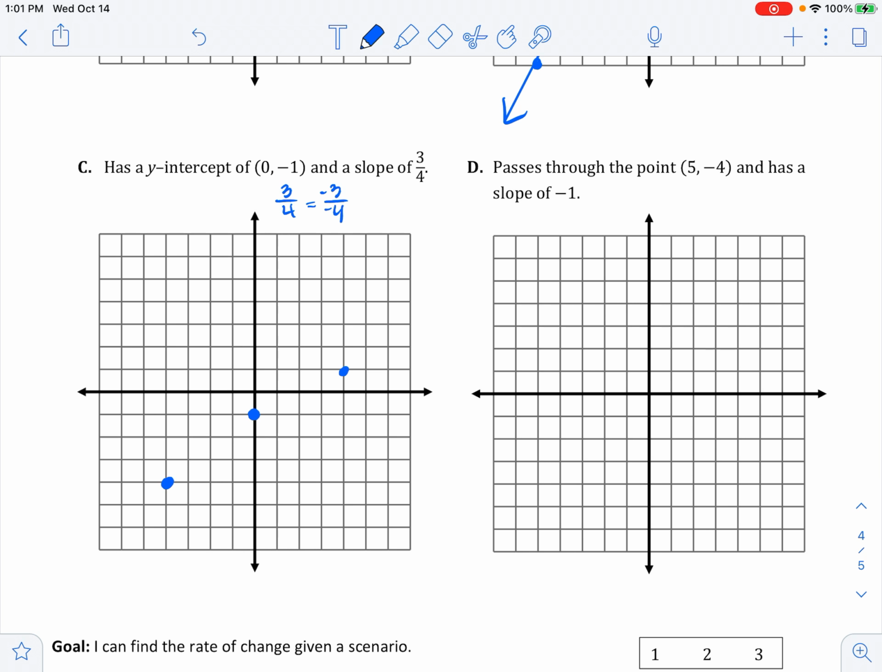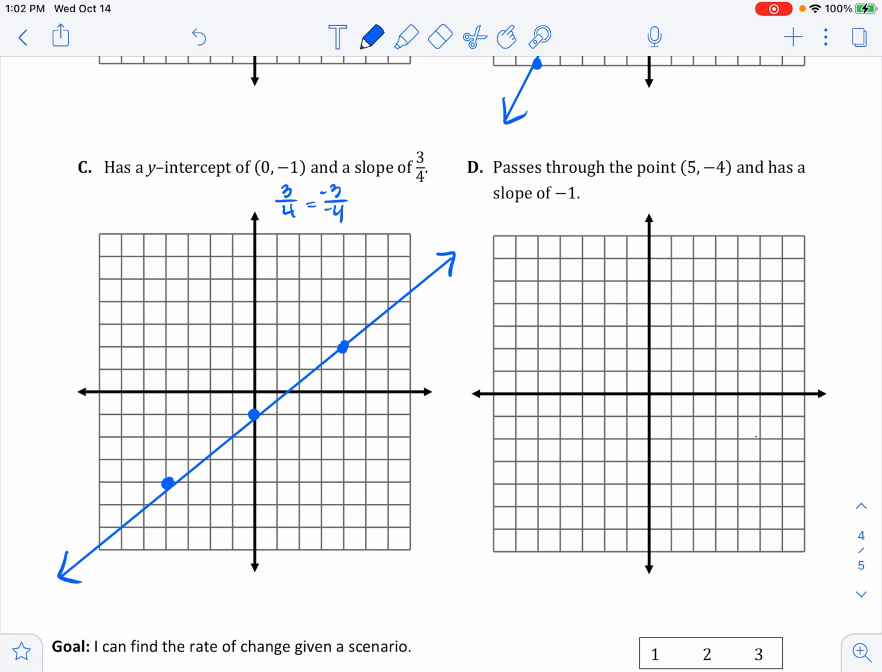Oops, that's not down 3, left 4. Up 3. Oh, the first one wasn't up 3. It's only up 2. So notice how I noticed that really quickly. It's because if I went to go connect this, it's not straight, right? So I know I made a mistake on one of the points. And then I looked and I figured out that I didn't go up 3, right 4 for this one.